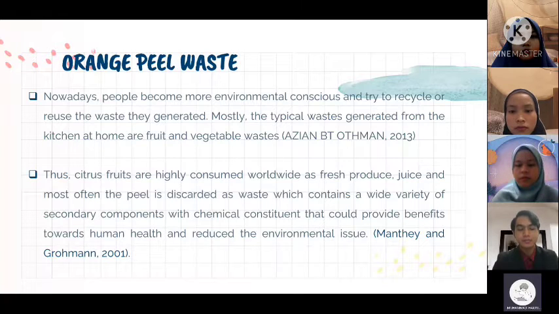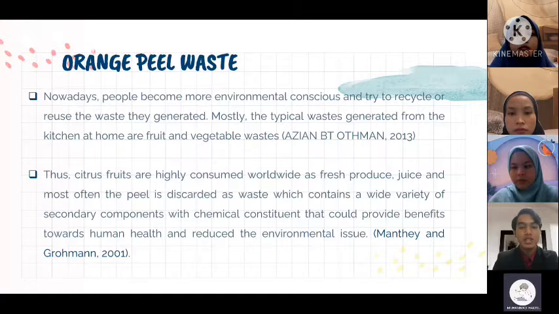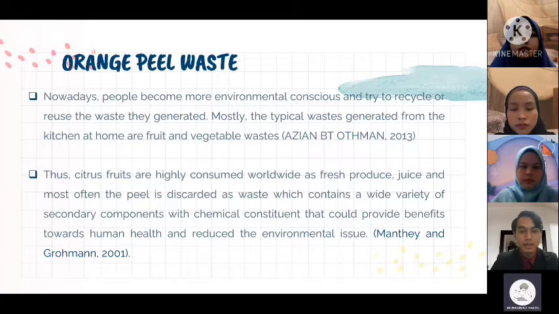Orange peel waste. The typical waste generated from the kitchen at home is fruit and vegetable waste. Nowadays, people are becoming more environmentally conscious and try to recycle or reuse the waste they generate. The use of recycled citrus peel has been on the increase as it contains a wide variety of secondary components with chemical constituents that could provide benefits toward human health.